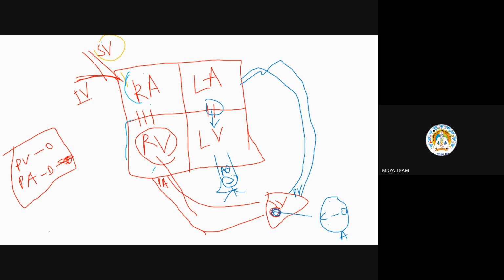Then through the pulmonary artery, it will go into the lungs. This is the lungs. From the lungs, it will go into the left atrium. From the left atrium, it will go into the left ventricle. Through the left ventricle, it will go into the body through the aorta. This diagram is very simple. So this box diagram is the easiest one.